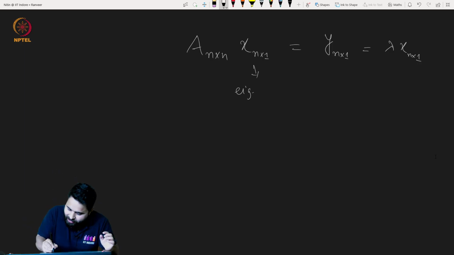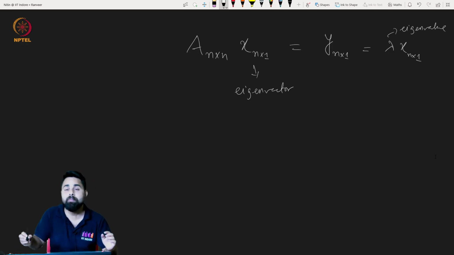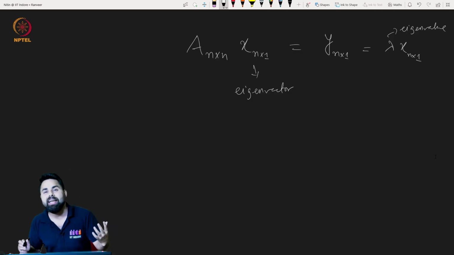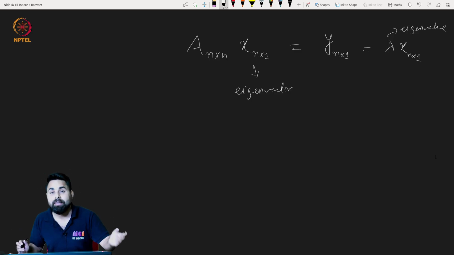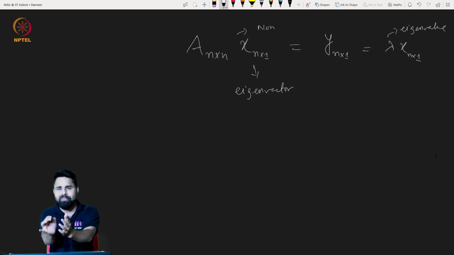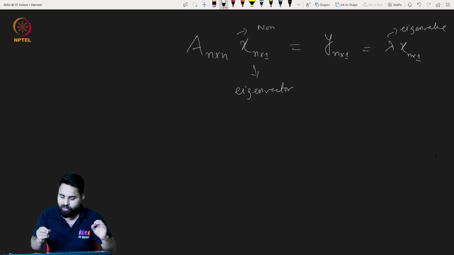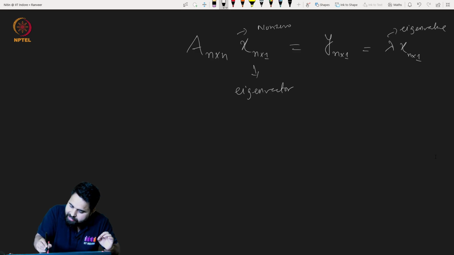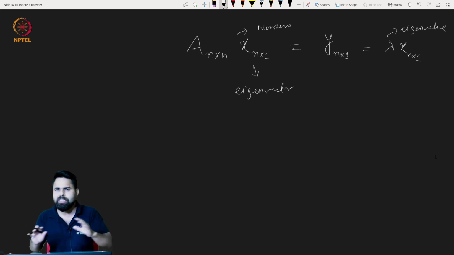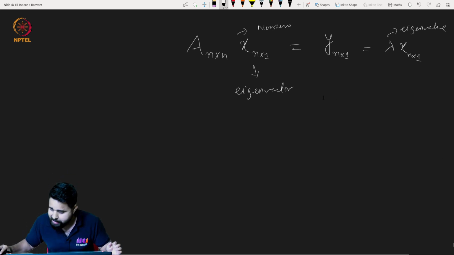Very simple definition. So eigenvector and eigenvalue. Lambda is the corresponding scaling factor, which we call the eigenvalue, and x we call the eigenvector. By the way, x here is a non-zero vector, so this has to be non-zero. In case it is zero, there is nothing interesting. So in the definition of eigenvectors, we take the non-zero vectors such that the output is a scaling of the input vector. So let us take some examples.